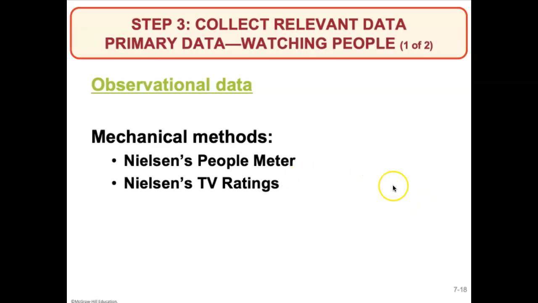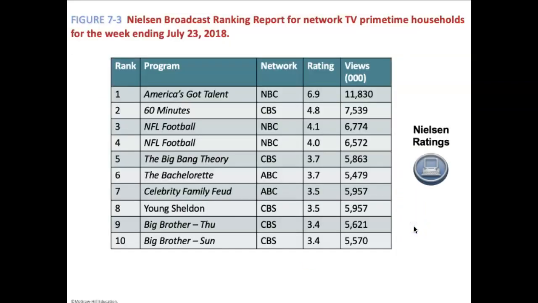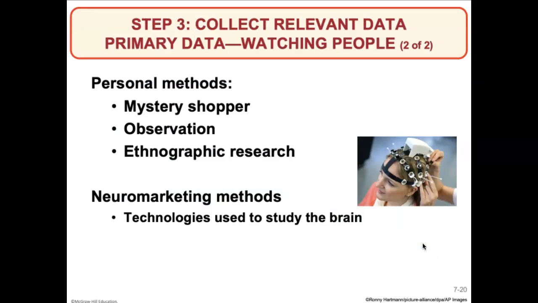There are observational methods that exist, such as Nielsen's People Meter and Nielsen's TV ratings. But of course, this is something that you can do on your own. You can go observe how a business is working or how people interact with your business. Nielsen Broadcast Ranking Report, an example for a TV network. Personal methods also include, for observations, mystery shopper. Maybe you're familiar with that, as somebody is hired to go in and see how their store reacts or interacts with customers. Observations, ethnographic research.